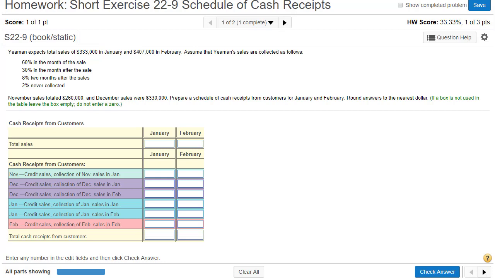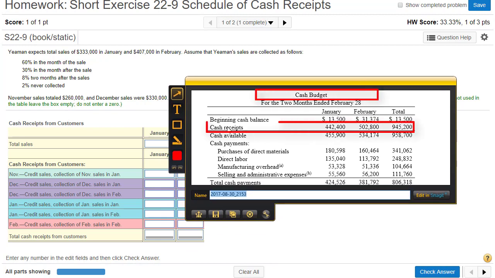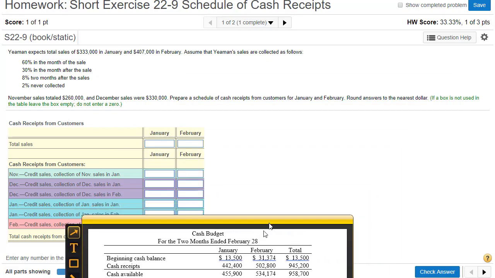Short exercise 22-9, schedule of cash receipts. So when we do a cash budget, the two main parts are cash receipts and cash payments. So in this problem, we're doing the work to get these two numbers. Now, these two numbers are not related to this problem. This is just an example. So what we're doing in this problem is figuring out what cash receipts we are going to receive in each month.